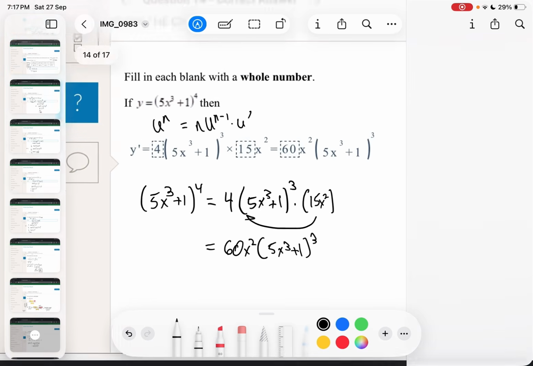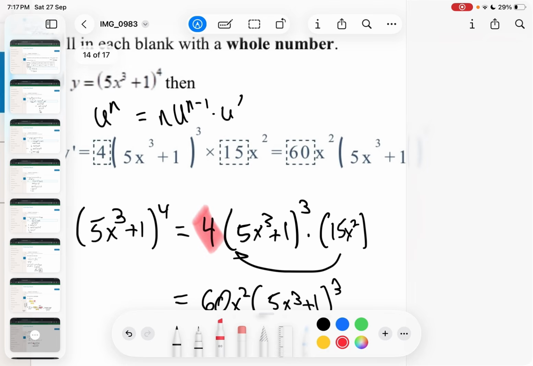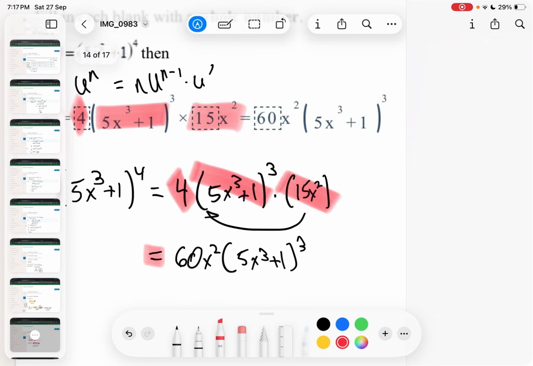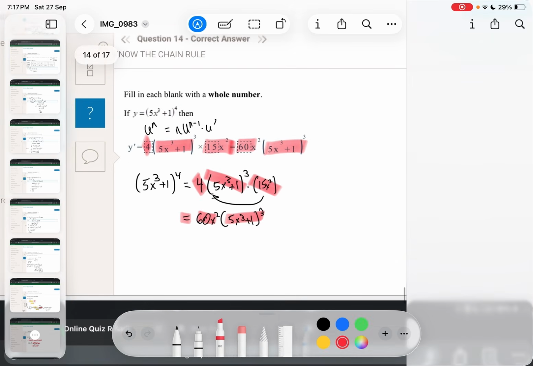And here they don't want you to expand, you see what you have. So you got the 4, (5x^3 + 1) to the power of 3, times 15x^2, which equals 60x^2 times (5x^3 + 1) to the power of 3, which is the same thing.